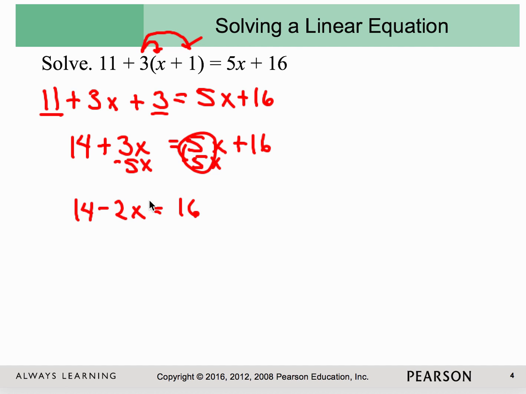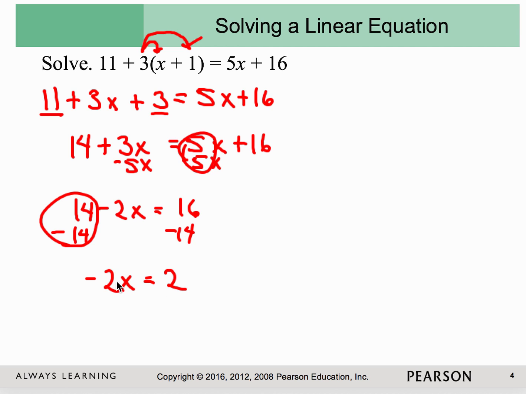Once your variable is on one side only, undo anything being added or subtracted. Since that's a positive 14, I'm going to subtract 14. That would make that a 0, right? But whatever I do over here, I got to do the same thing over here. So 0 minus 2x is minus 2x. 16 minus 14 is 2.